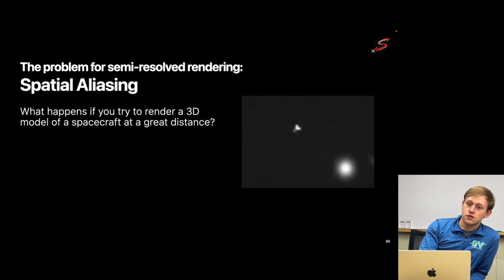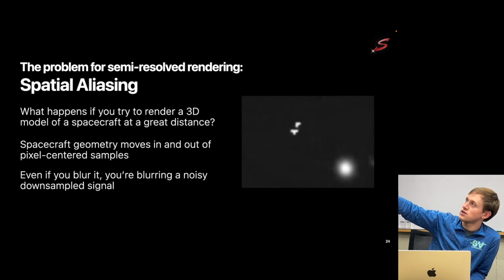So what's the challenge for semi-resolved rendering of a spacecraft? If you try to render a 3D model of a spacecraft at a large distance, you get this flickering. And that's, as I was speaking about, you have the spacecraft geometry just moving in and out of pixel centers. So the GPU is still just saying, what triangle do I hit at the center of this pixel? And that may be a brightly colored object. It might be a dark part of the spacecraft. It might be no part at all. And so you get a very noisy, very aliased signal.